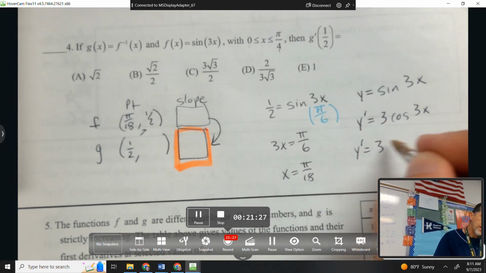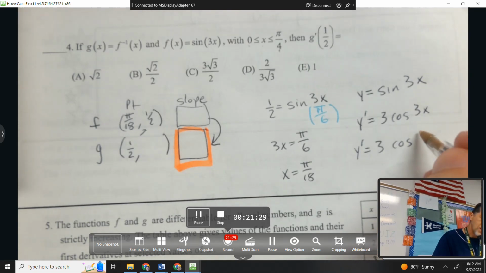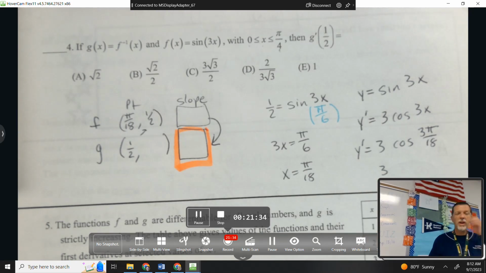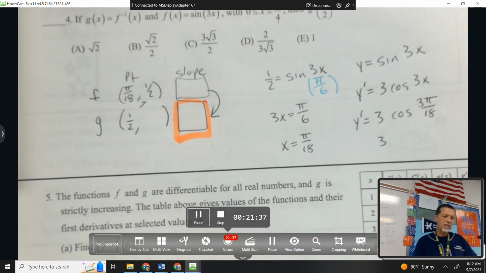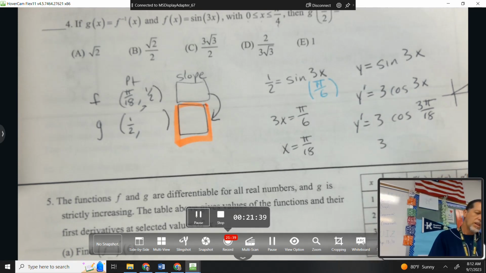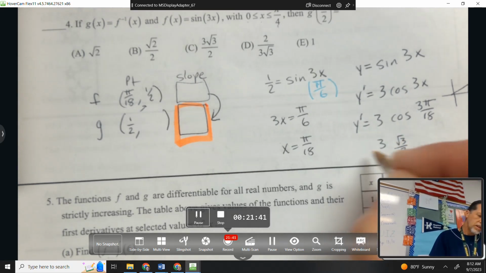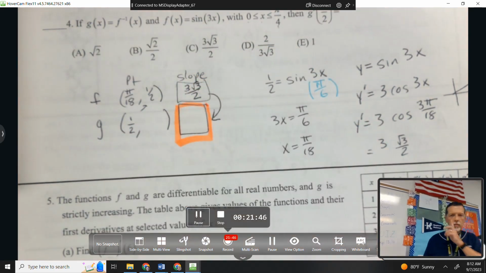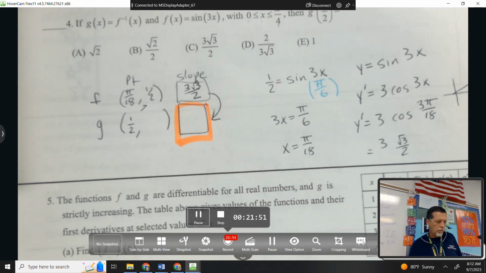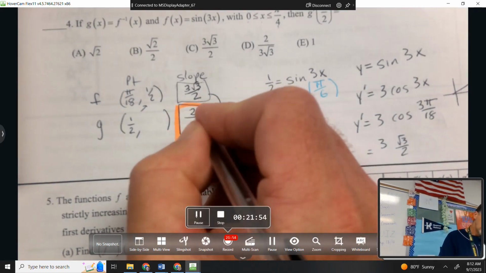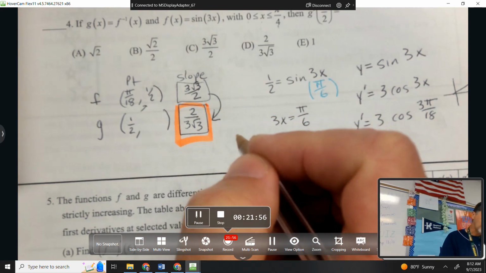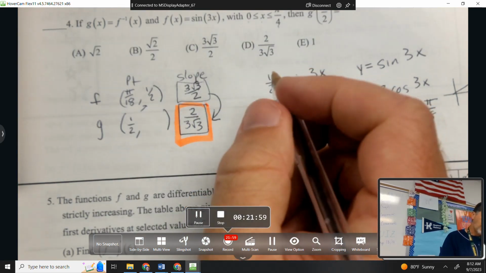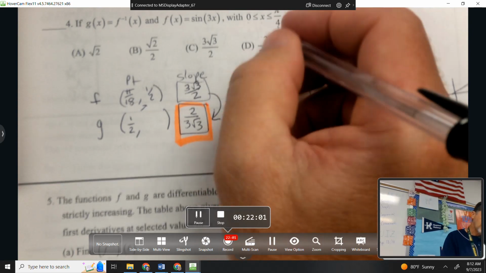So at pi over 18, the cosine of pi over 6 is root 3 over 2. So this derivative is 3 root 3 over 2. And then I would flip it. And before I think about fixing it, I start looking at my answer choices. And there it is, answer choice D.